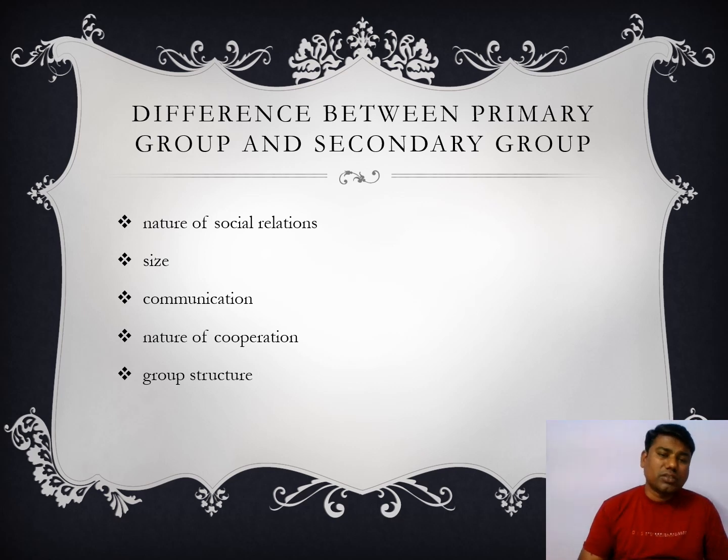Then group structure. In terms of group structure, the primary group may not have a very formal structure. Rather, it is very informal, and they may not have a very strong sense of authority. Whereas in secondary group, the structure is very much defined, it is very much regulated.